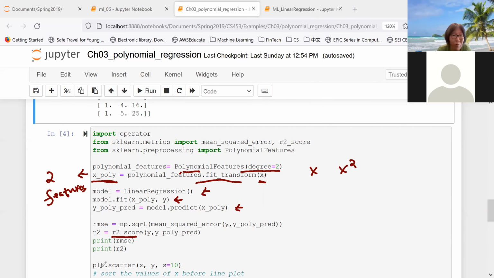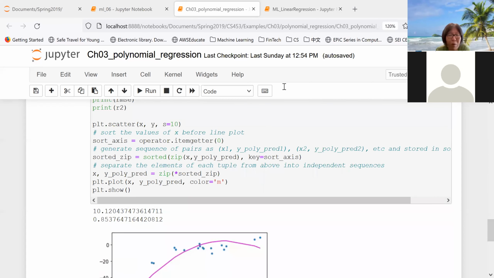Over here, we also do the scatter plotting. Let's take a quick look at the result. You can see the R2 score this time improved from around 65% to 85%. So it's improved quite a lot, over 20%, when we use a polynomial in this case.